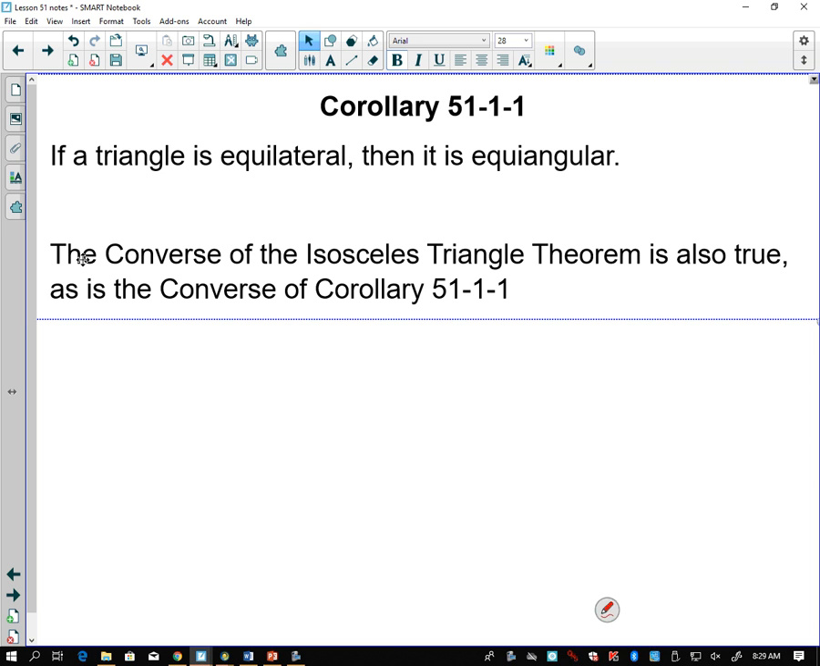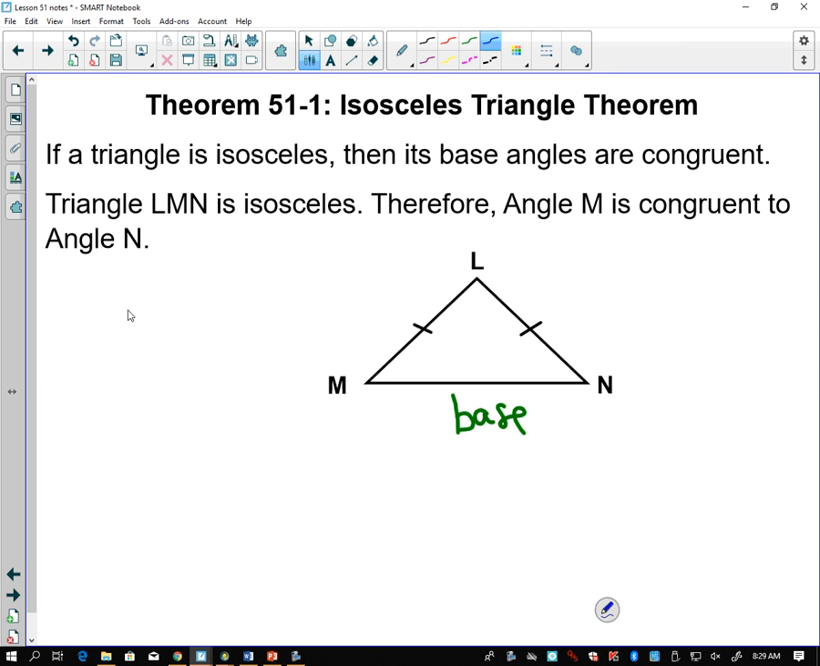All right. The converse of the isosceles triangle theorem is also true, as is the converse of corollary 51-1-1, meaning, converse is where I flip the hypothesis and the conclusion, correct? So basically what that's saying is that the converse of our corollary up here is true. If a triangle is equiangular, then it is equilateral.